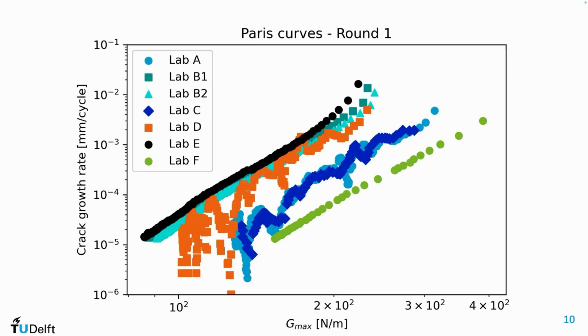This is a factor 100 in predicted crack growth rate for the same Gmax value. Not so good. So we do see some clustering, right? We have labs B, D, and E relatively close together here, A and C relatively on top of each other, and then lab F a bit further away.